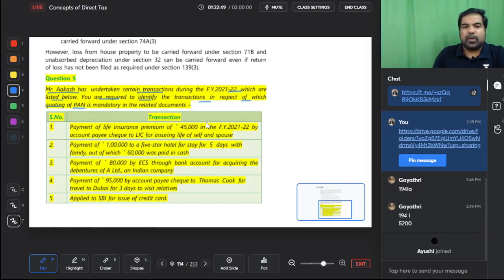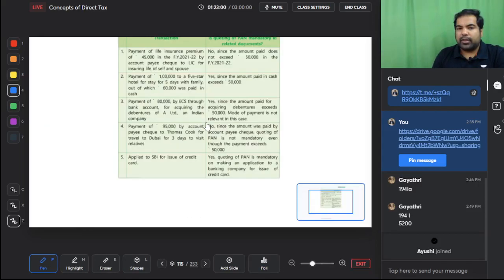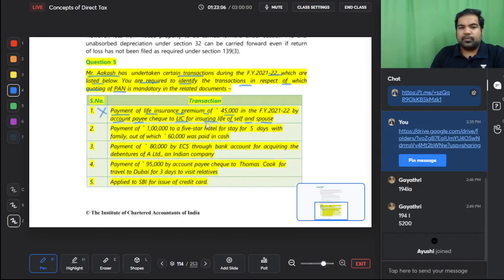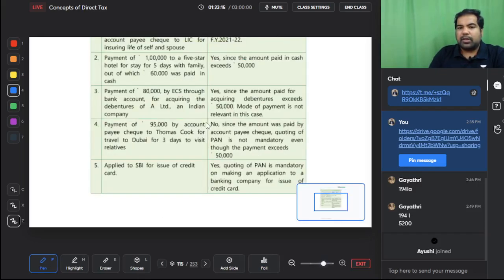So let's see. Payment of life insurance premium of 45,000 by account payee cheque to LIC for insuring the life of self and spouse. You don't require PAN here because it's not more than 50,000, since the amount paid does not exceed 50,000. Next, payment of 1 lakh to a 5-star hotel for a stay of 5 days with family, out of which 60,000 was paid in cash. This will definitely require PAN, since the amount paid in cash exceeds 50,000.